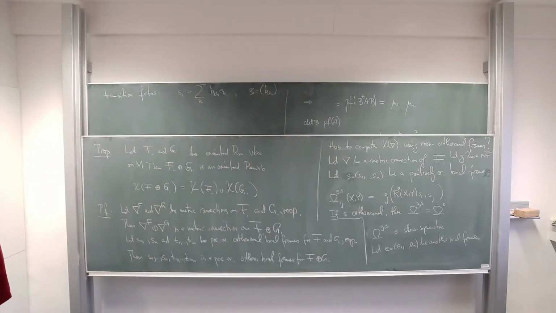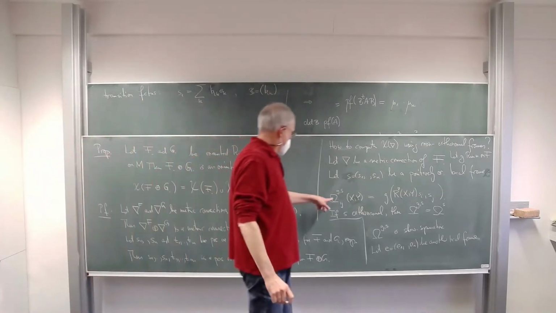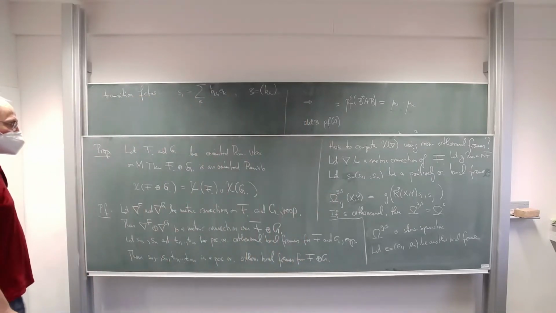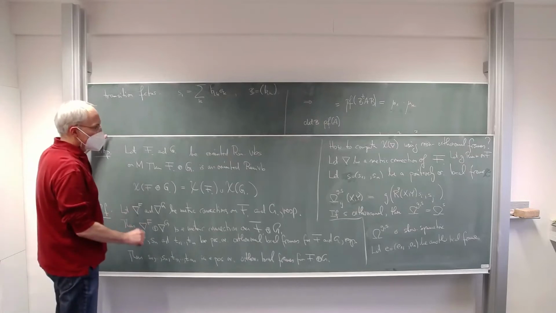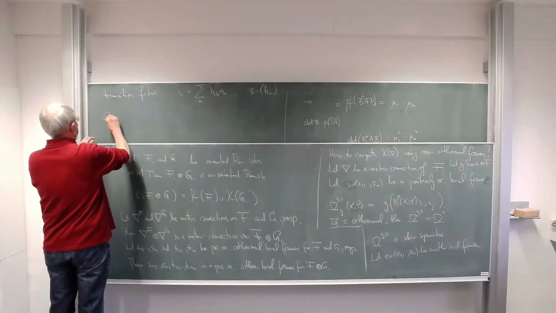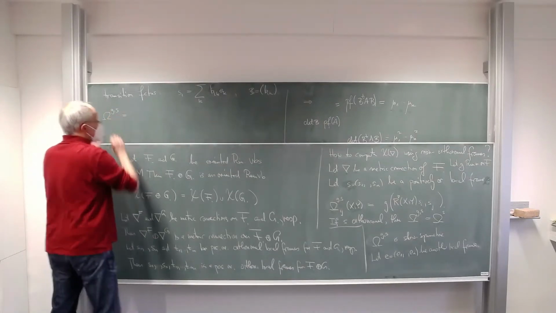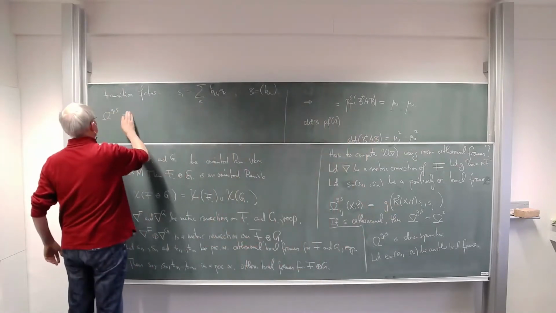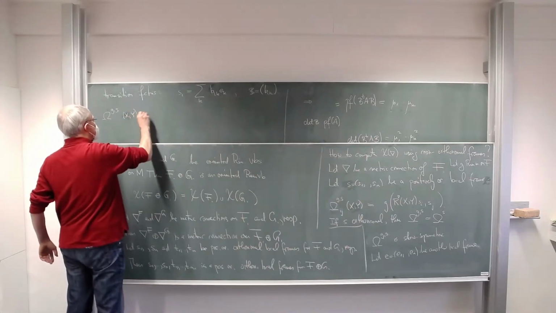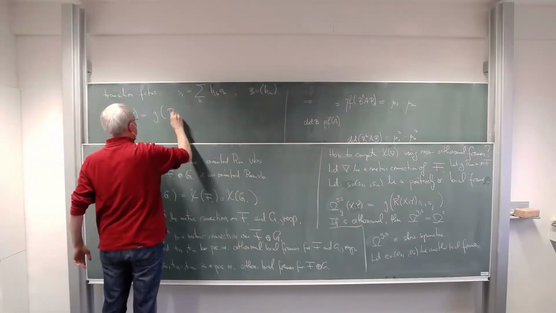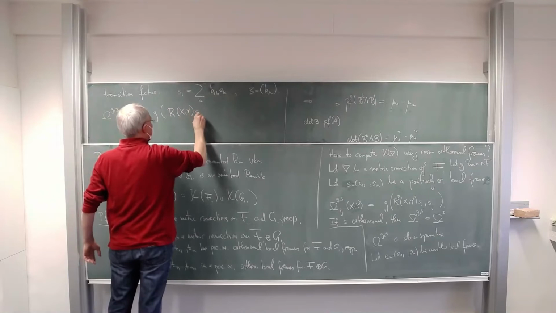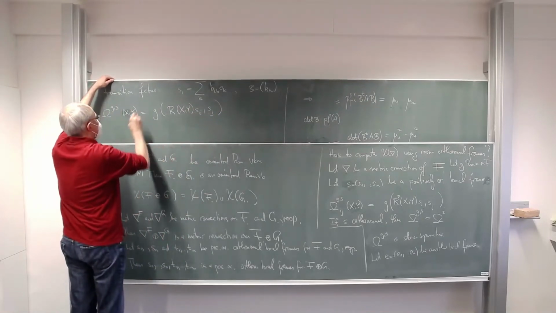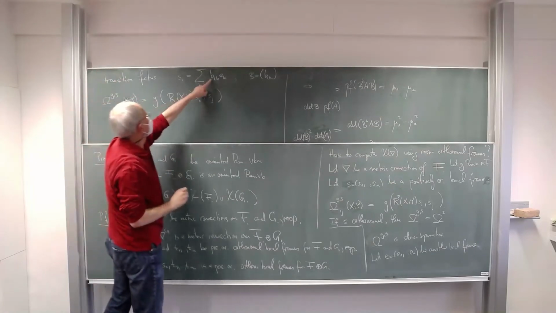And now what happens to this metric curvature form? Well, it's easy to see. So if we look at this definition, then let's just write it down. Let's insert this formula.